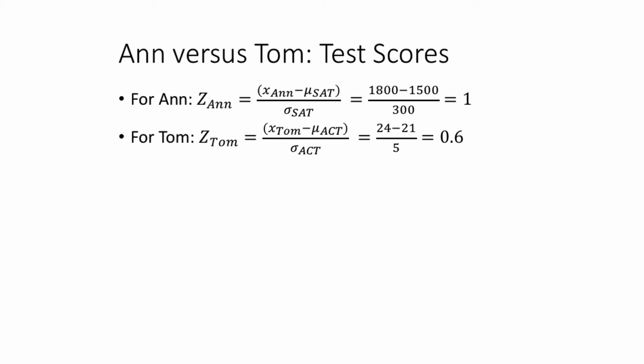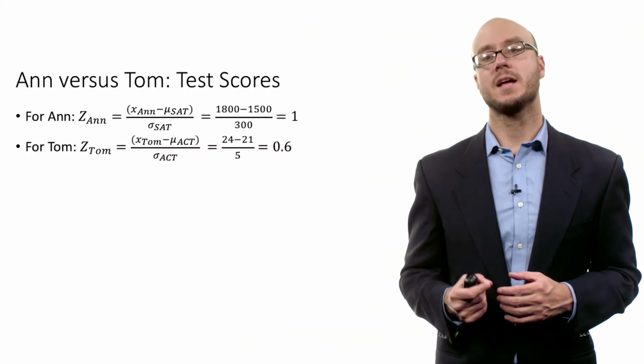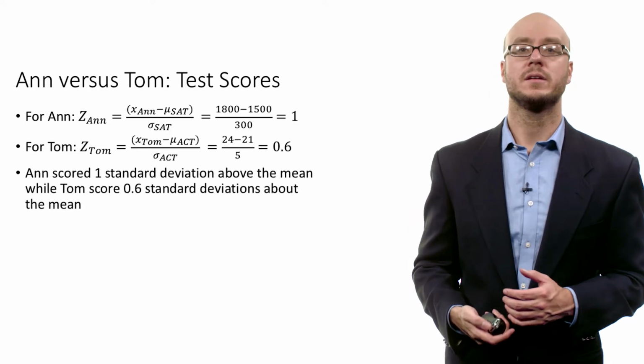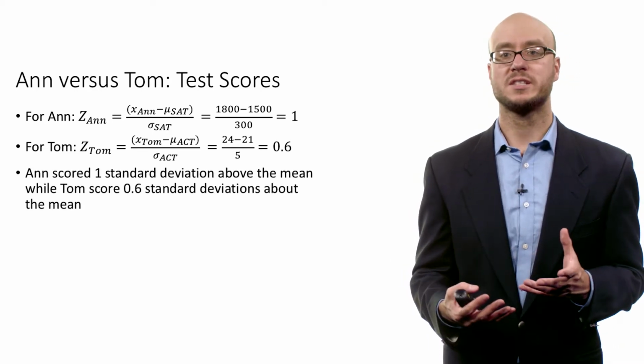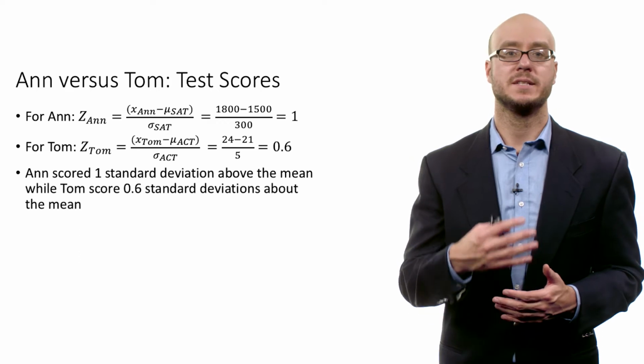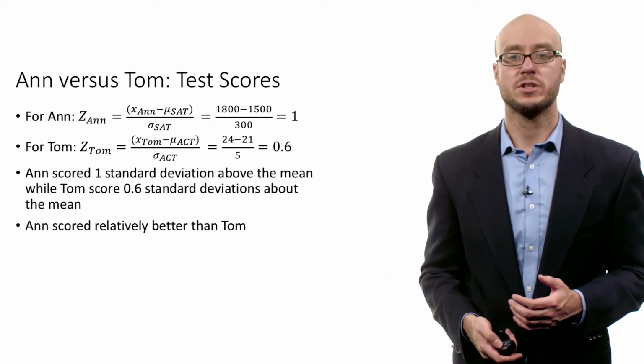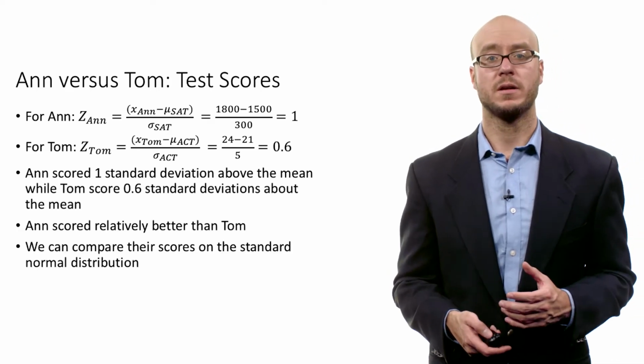For Tom, when we convert his raw score into a standardized score, or z-score, we subtract out the mean for ACT and divide by the standard deviation for ACT. So we take 24 minus 21 and divide by 5, and we get a standard score of 0.6. That's a z-score. So you can see that Anne scored relatively better than Tom, because Tom is about 0.6 standard deviations above the mean, whereas Anne is about 1 standard deviation above the mean. So Anne scored relatively better than Tom.